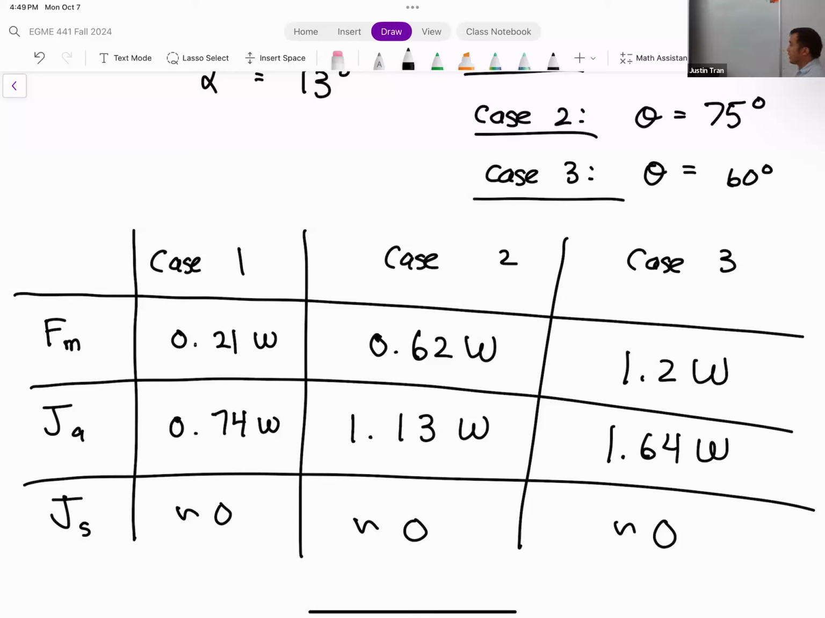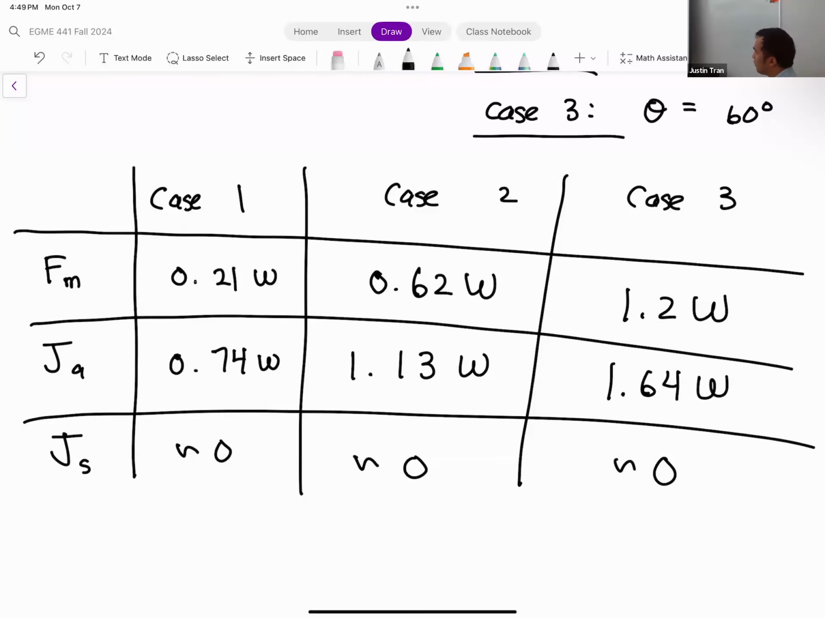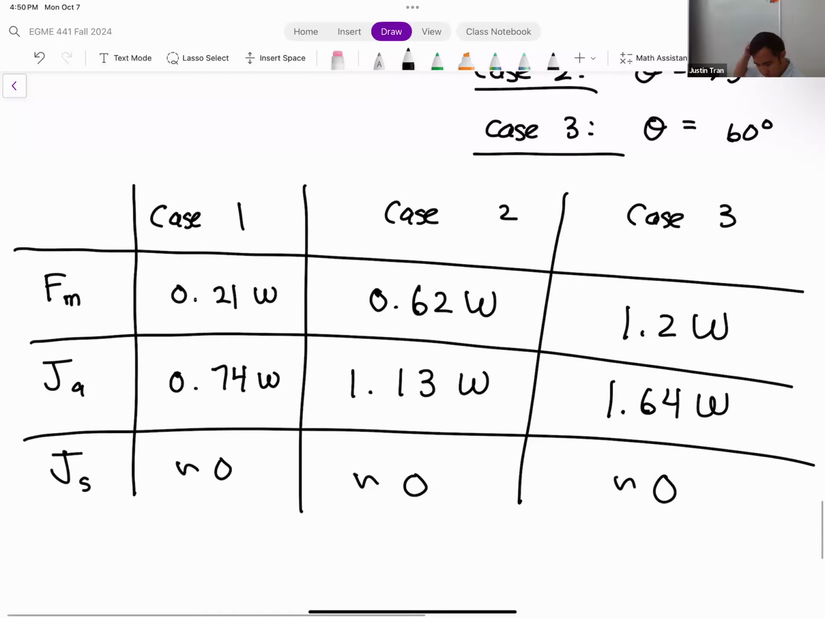And then for JA, we have 1.64 W. So again, compared to case 1, that's about twice as much. And then the shearing force, even for extreme bend, is pretty much negligible, just because the muscle force and the gravity forces kind of cancel each other out in that direction.